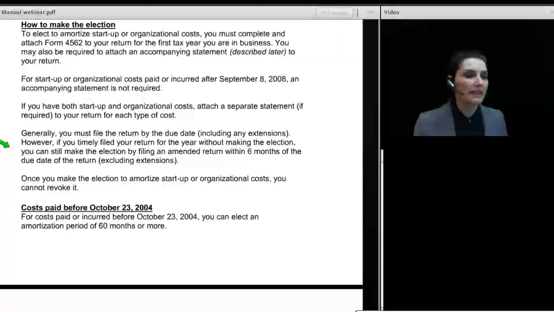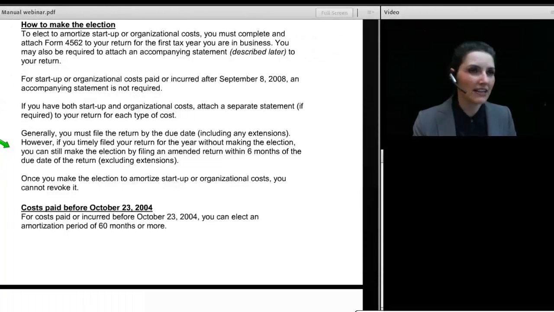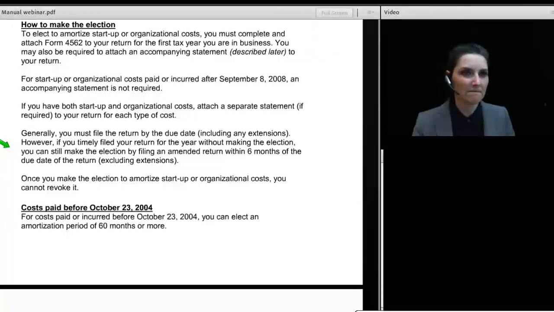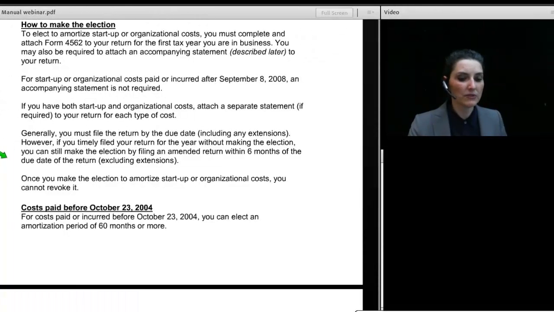So it seems to me it's enough that if you list startup costs on your tax return with the appropriate code, the IRS is going to be able to identify that. And if you list organizational costs on the amortization portion of the return with the appropriate code, the IRS can identify it. So it seems almost to me personally that the statement was redundant, and so they've done away with it. Now, generally, you must file the return by the due date, including any extensions.